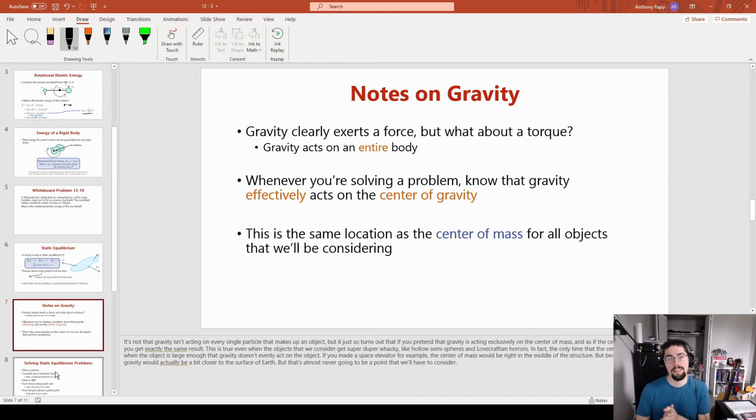So, technically speaking, gravity acts on the entire object. However, effectively, it's only pulling at the center of mass, where we're going to assume all of the mass is located.